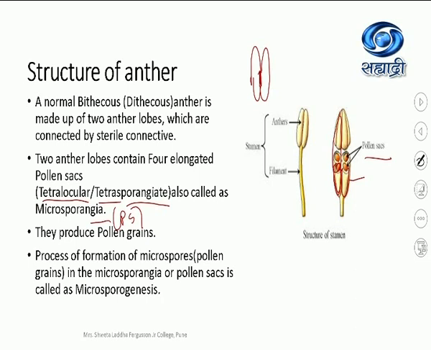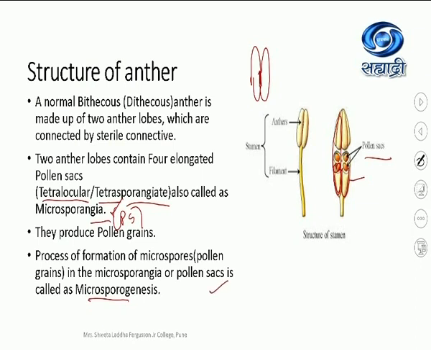The process of formation of microspores, that is pollen grains, in the microsporangia or pollen sac, is called microsporogenesis. Students, this question can be asked for 1 mark. What is microsporogenesis? Simple words. What are microspores? Pollen grains. Where are they formed? In the microsporangia. So the process of formation of pollen grains in the pollen sac, or microspores in the microsporangia, is called microsporogenesis. So this is an important definition.